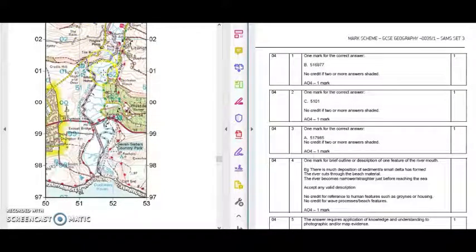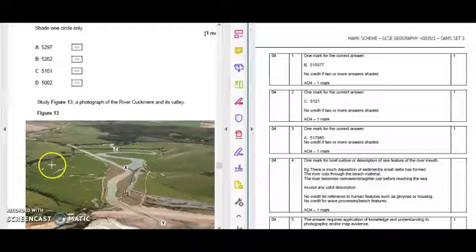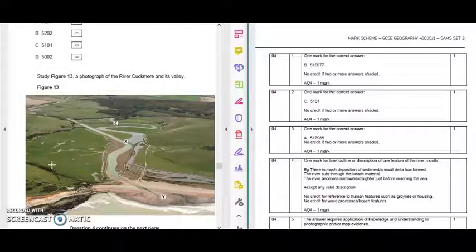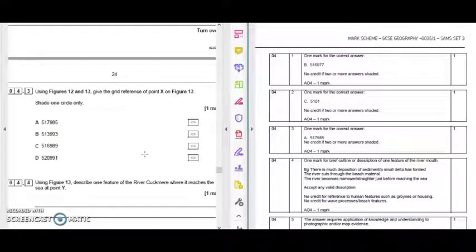So you can see the meandering rivers as it snakes around. You can see one of the secondary roads there, one of the secondary roads there as well. So 51.01. Figure 13, this is a photograph of the same river and its valley. The question, using figures 12 and 13, can you give the grid reference of point X on figure 13?